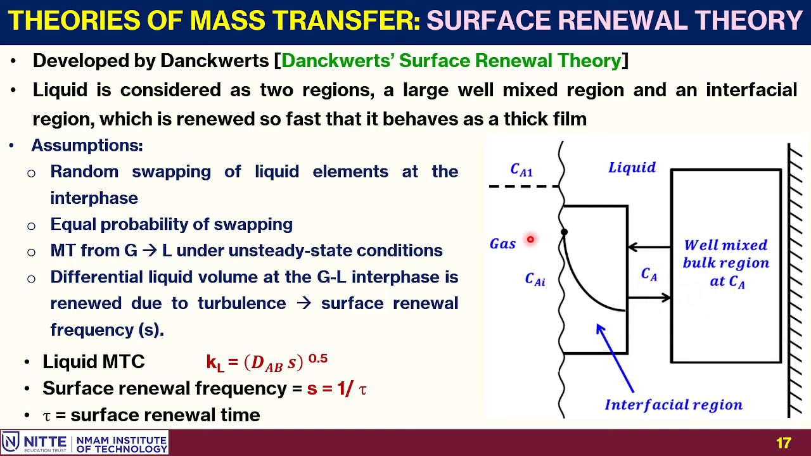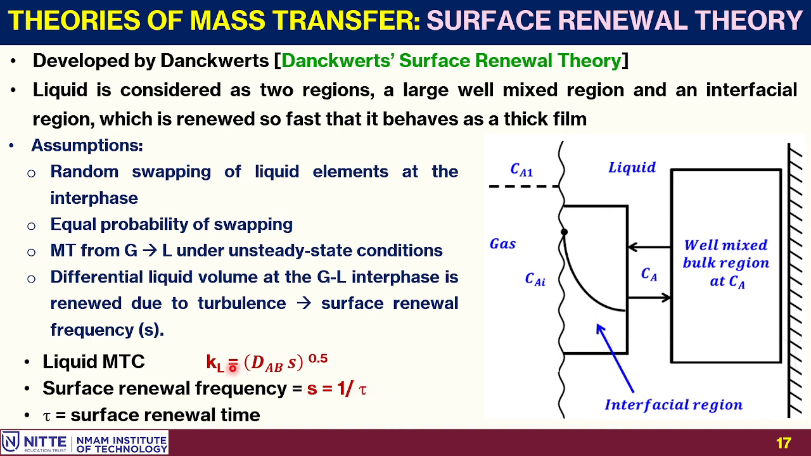Here, the random swapping of liquid elements at the interface takes place. This means this is not stable. This keeps moving. A small amount of liquid layer will be formed, mass transfer takes place, this moves to the bulk region. From the bulk region, a new droplet will come and replace this. That is the meaning of renewal. The surface is renewed every instant of time. That renewal frequency, that means how fast that renewal takes place, is an important topic here. That renewal frequency is defined as S, which is inversely proportional to the renewal time.